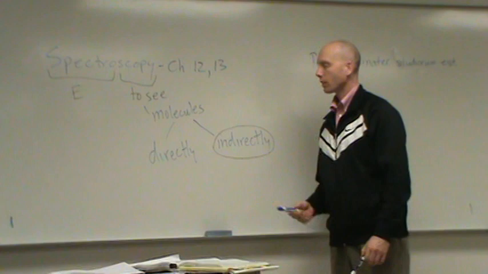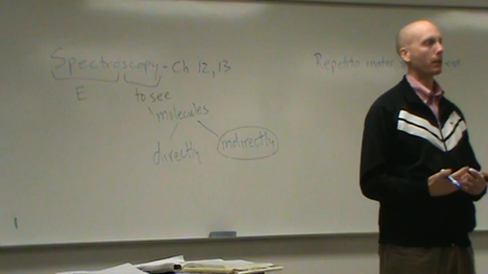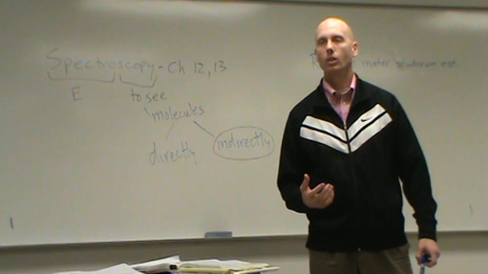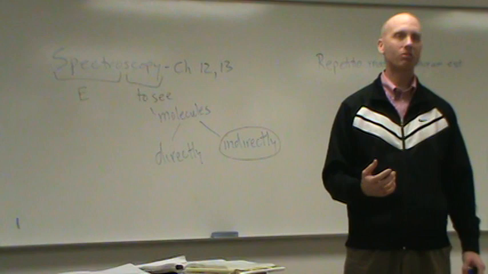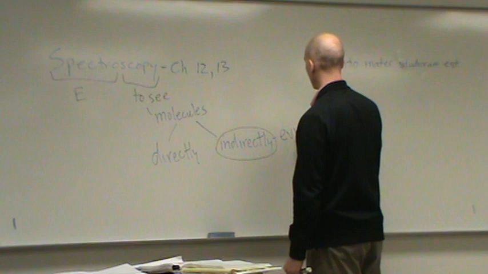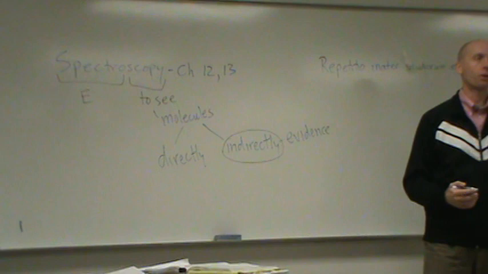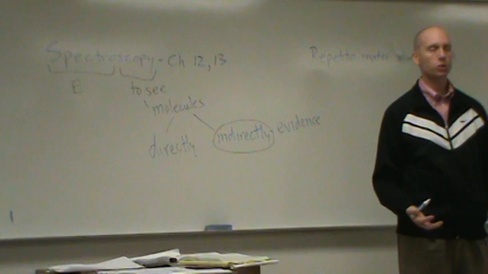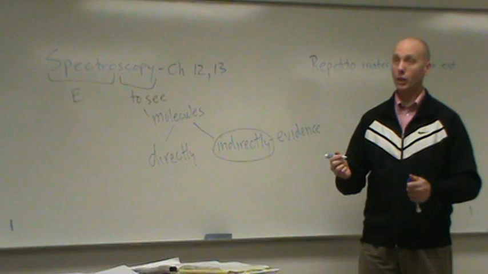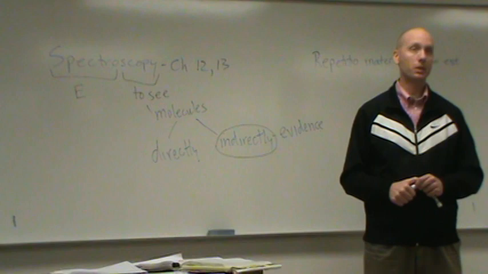Can you think of an example where we indirectly see something that maybe a profession uses every day? Maybe if you were an investigator for a crime scene, were you able to see the murder that happened? No. But what do you do? You gather evidence, which is indirect. Evidence is an indirect way to look at something. So you gather DNA, hair samples, track marks, and all these things. You've seen it on CSI. You gather all the evidence to indirectly look at the person that committed the crime, and hopefully catch the person. So that's what we're going to do with molecules.